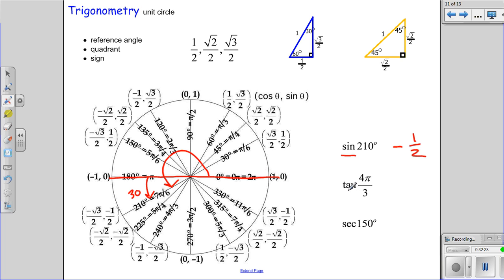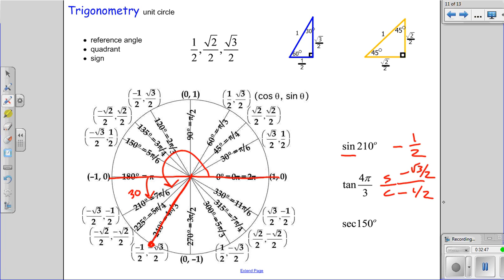So let's go ahead and look at tan of 4/3 pi. That would be 4/3 pi right here. Now for tan, we want this ordered pair right here, so we have basically sine over cosine. Let's get our two values. The sine value of this is negative square root of 3 over 2, and then the cosine value is negative 1/2.